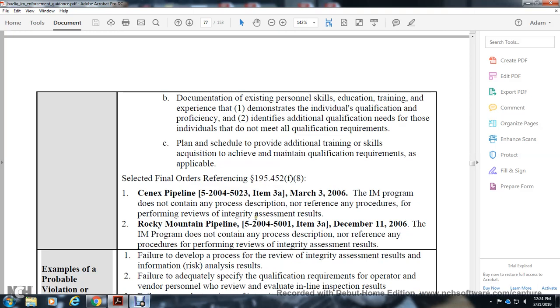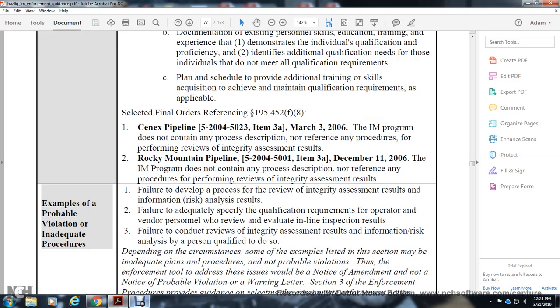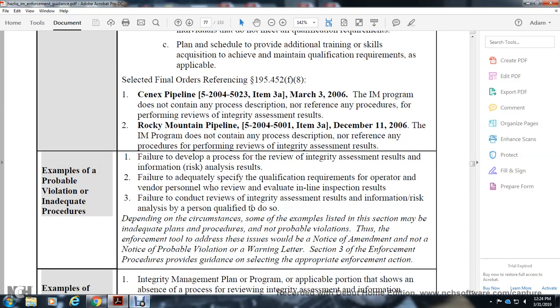Example of a probable violation: inadequate procedures, failure to develop a process for the review of integrity assessment results and information analysis results.